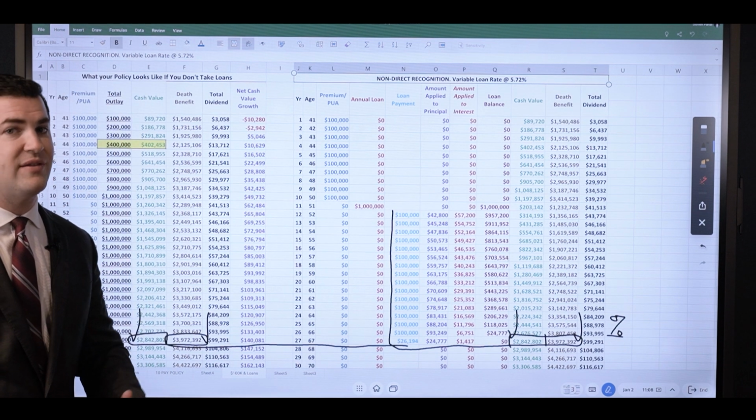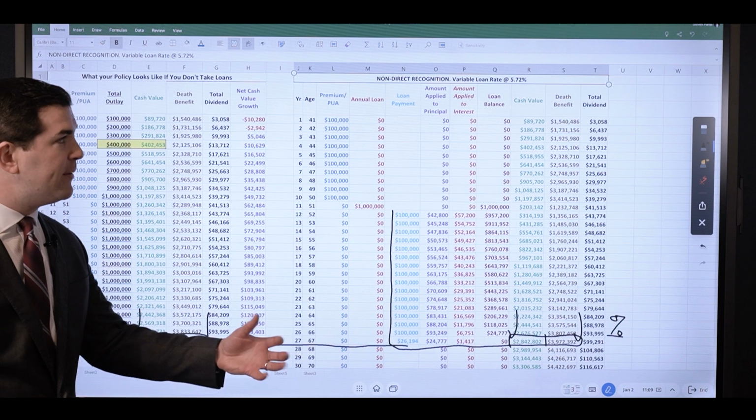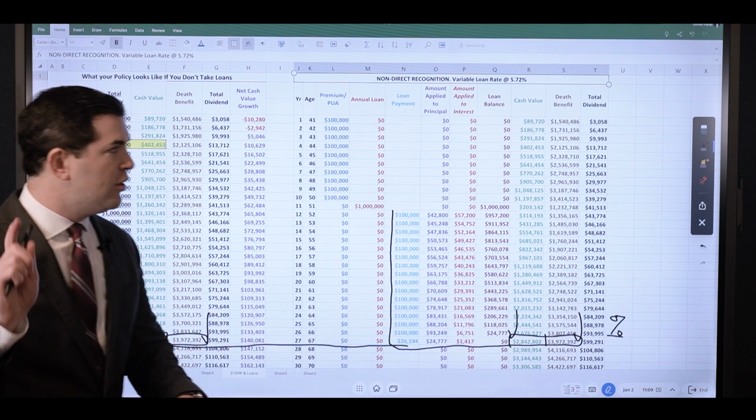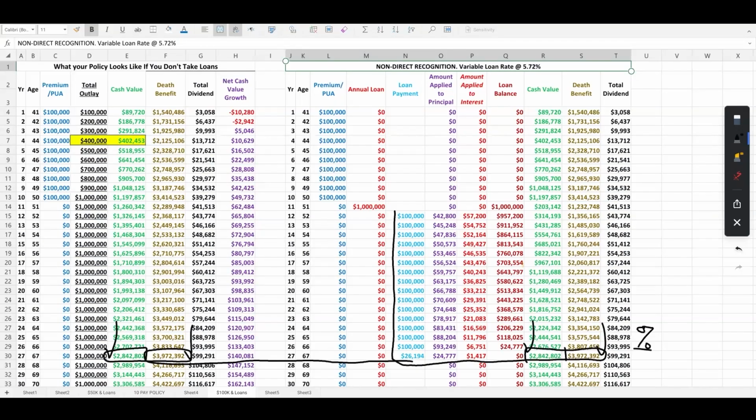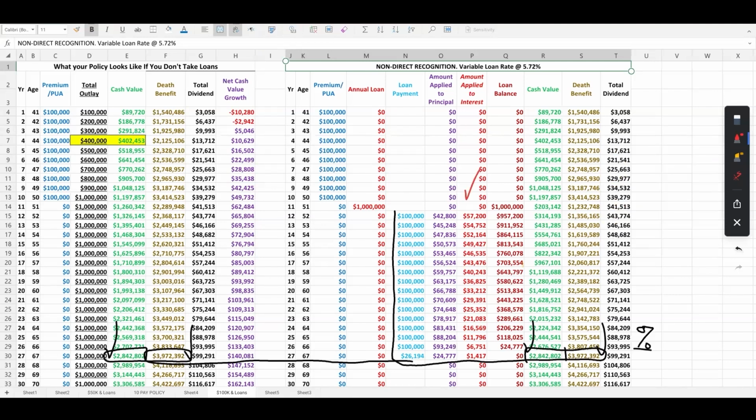So that's what attracts a lot of people to cash value life insurance when it comes to using the policy. Does that make sense? The one thing that can impact your values here, not your cash value so much, but the cost to borrow, is this guy. The fact that that loan rate is variable and it has changed over the past couple of years.